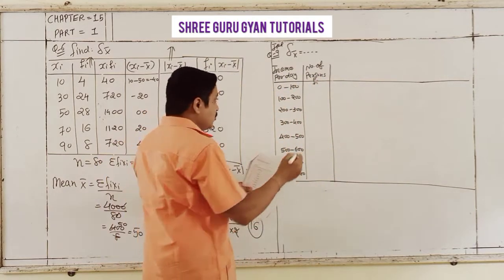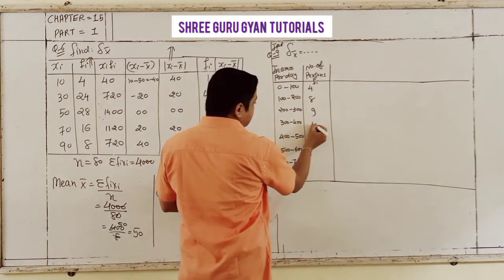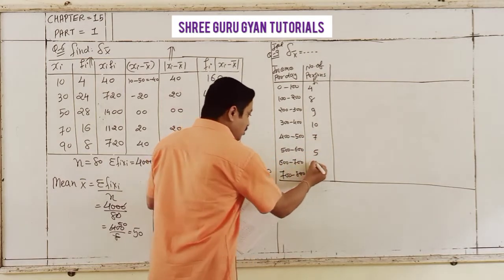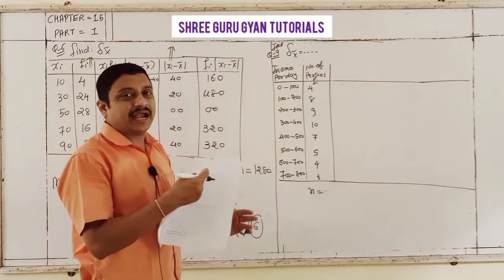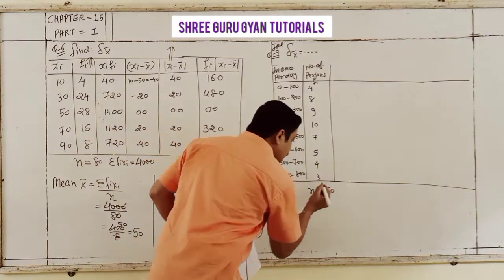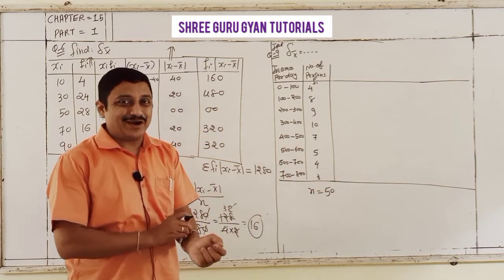My fi is 4, 8, 9, 10, 7, 5, 4, 3, and when you total it, the total students, it is 50. Now I will start the process to find out the mean.